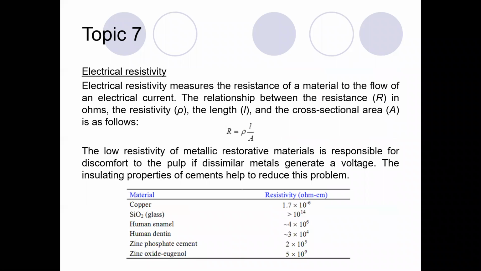And electrical resistivity is also important. You remember that electrical resistivity is rho. For different materials, it is different. In the case of human enamel and dentine, they are insulators, but if you use some metal thing, they will generate voltage. So we must use insulating cements to reduce that problem.